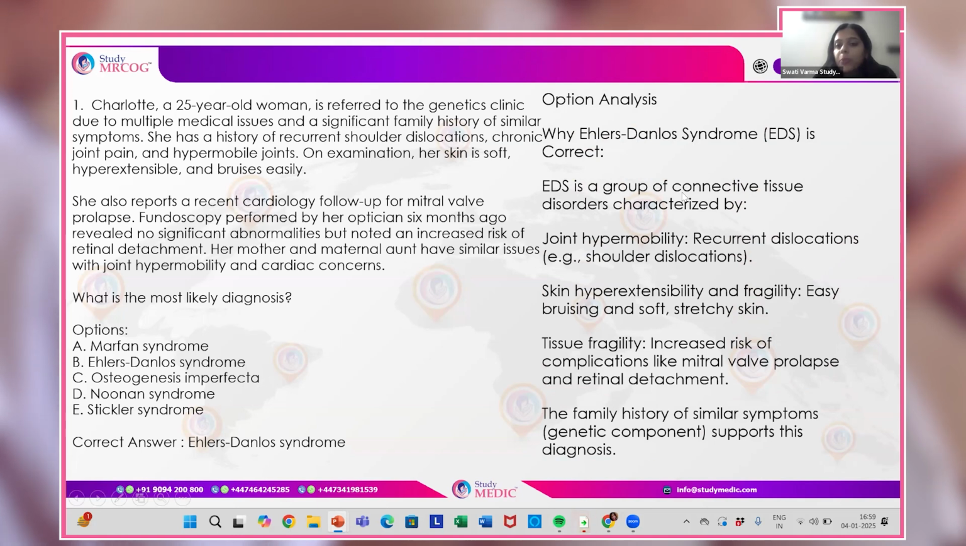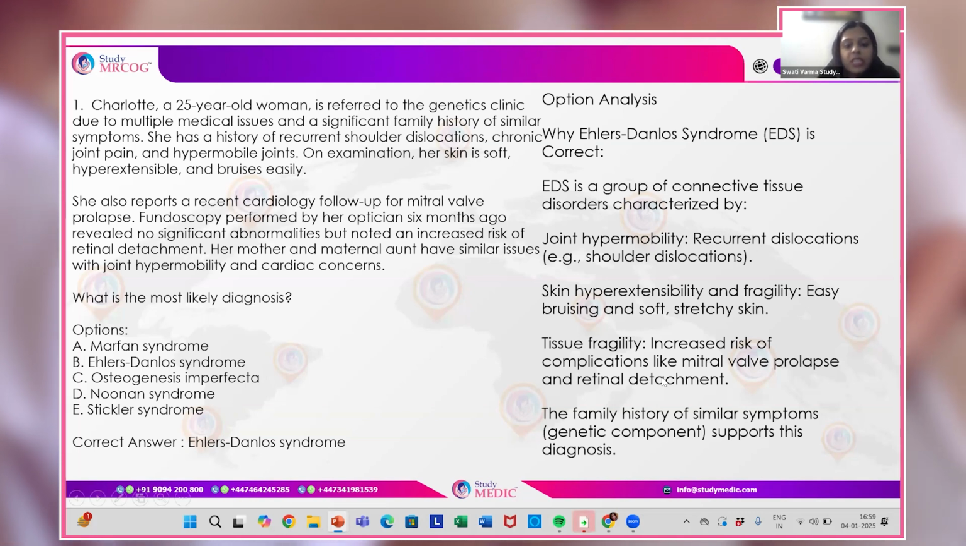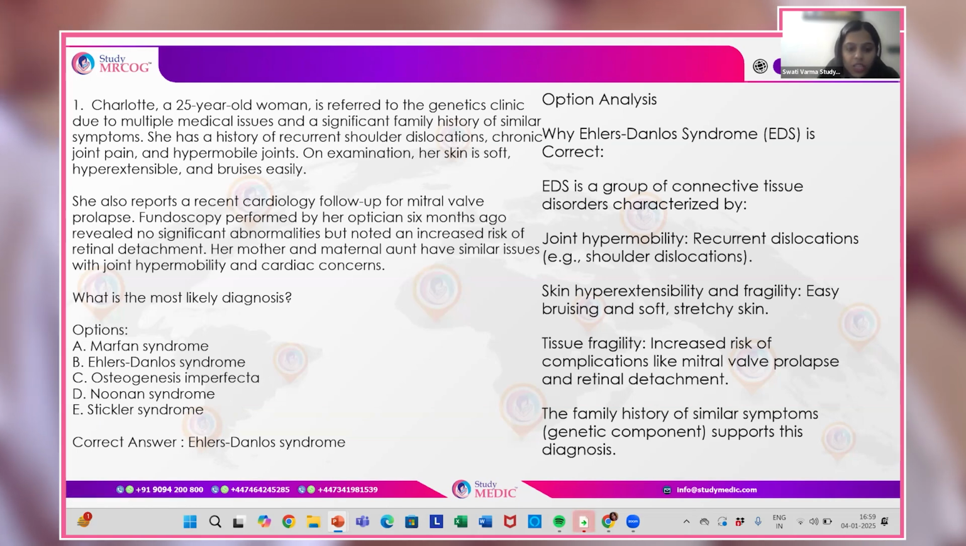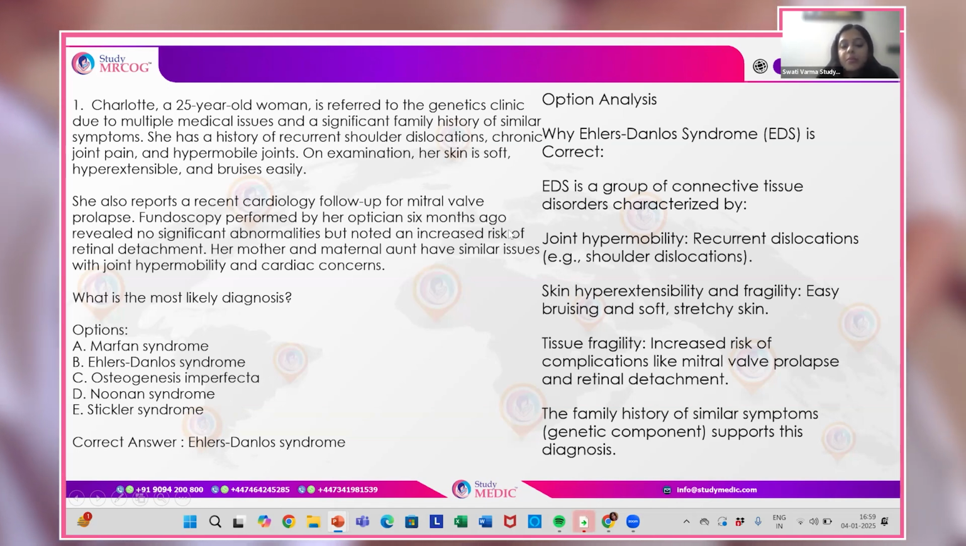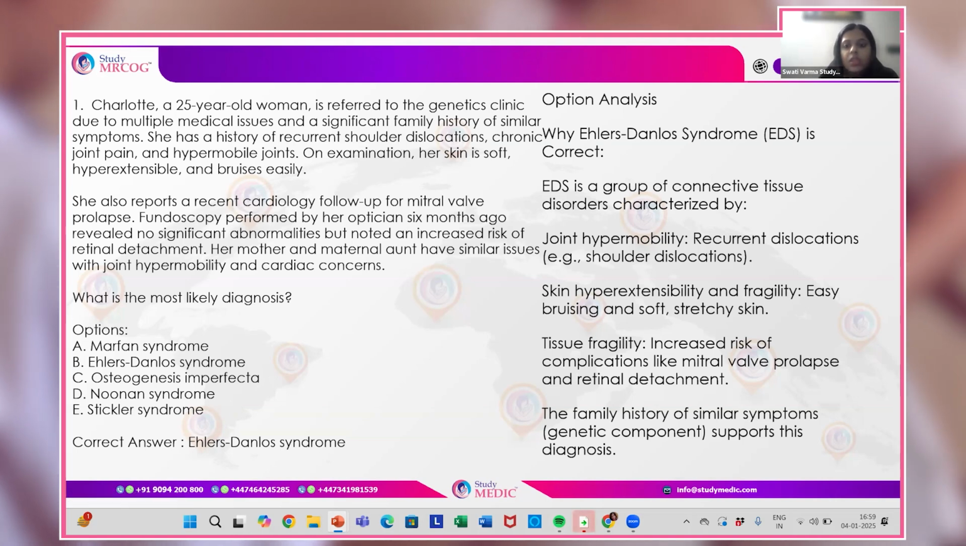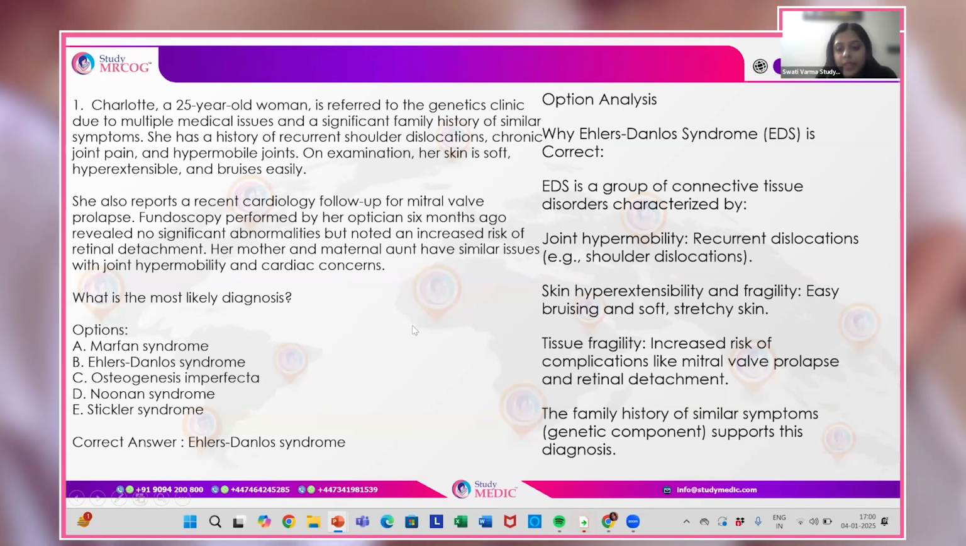EDS is actually a group of connective tissue disorders, the main feature of which is joint hypermobility. Joint hypermobility will reveal itself in the form of various manifestations like recurrent dislocations, as for example, the shoulder dislocation history given here. Then another characteristic is skin hyperextensibility and fragility, which leads to easy bruising and soft, stretchy skin. Also, tissues are fragile, which leads to mitral valve prolapse and increased risk of retinal detachment. So all these features we are getting here.